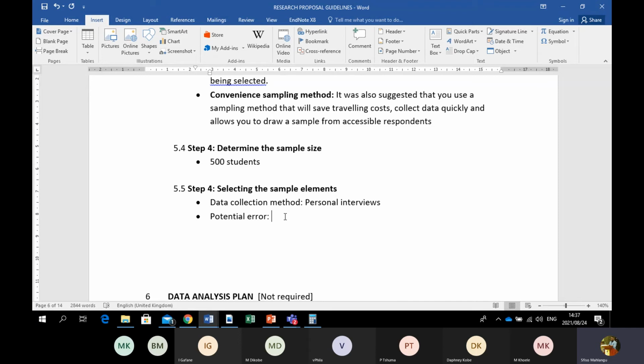So let's take, for example, something such as it might be too hot, which might cause anxiety for respondents or discomfort. And then we provide a suggestion to that. Suggestion to eliminate or to minimize potential error.